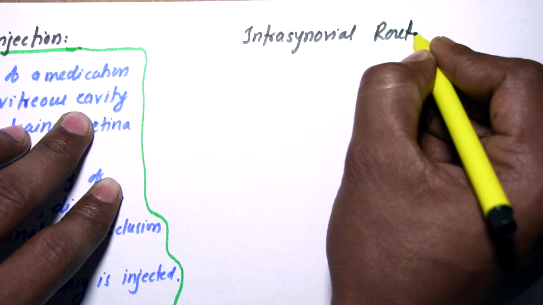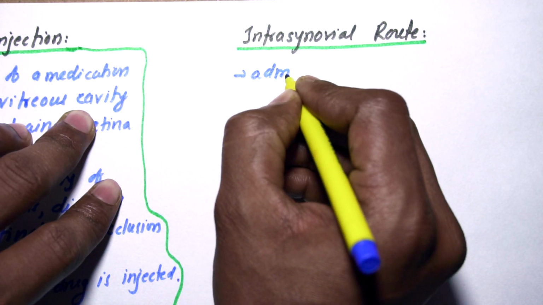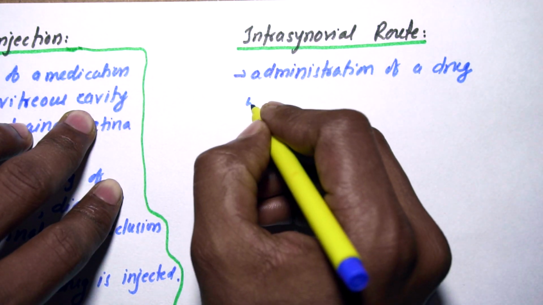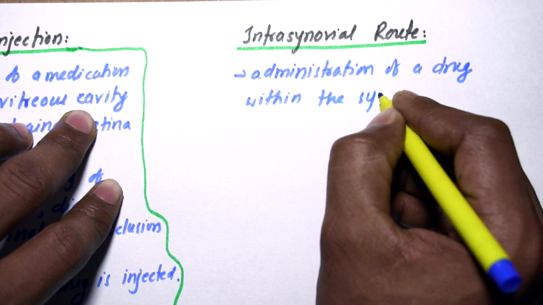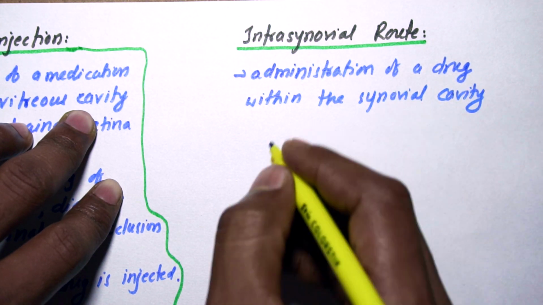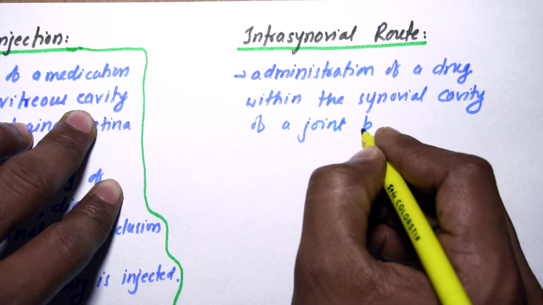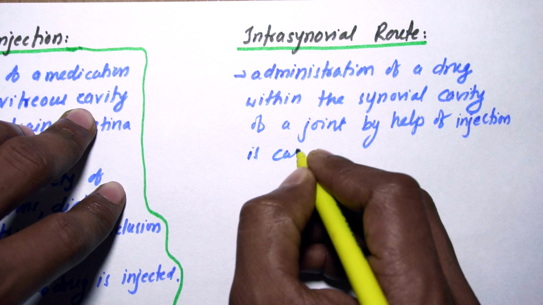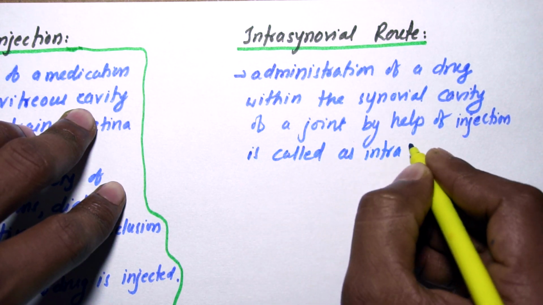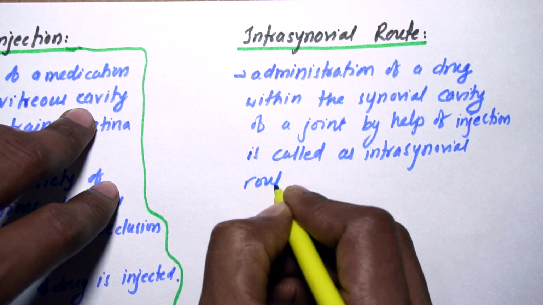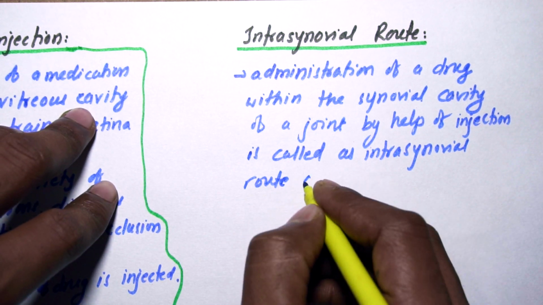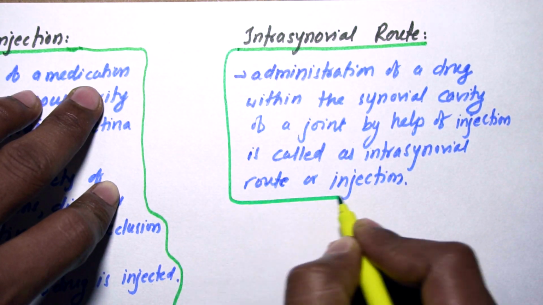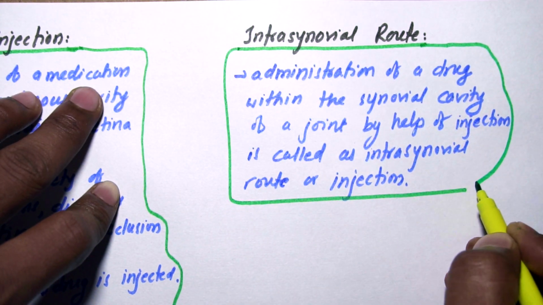Now we will discuss the intrasynovial route. Okay. So the administration of a drug within the synovial cavity of a joint with the help of an injection is called the intrasynovial route of injection. Okay. So these are all rarely used.